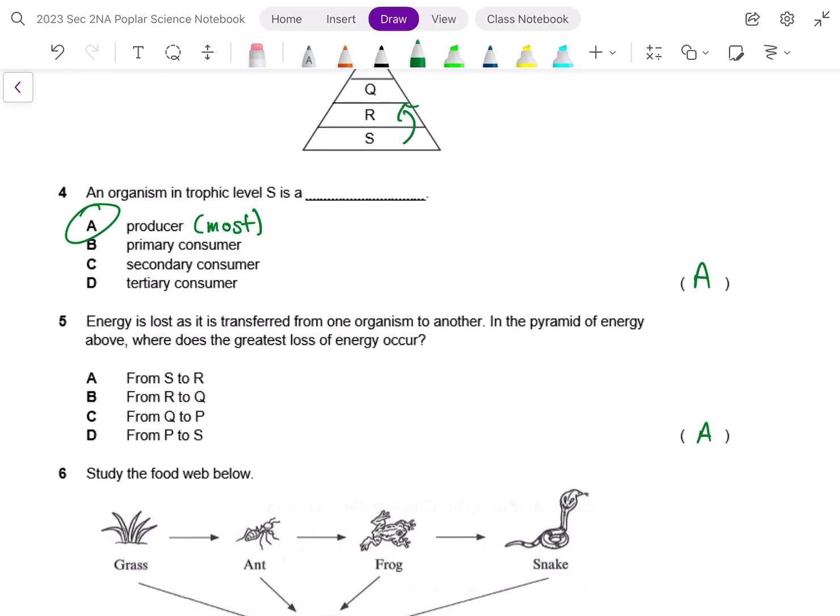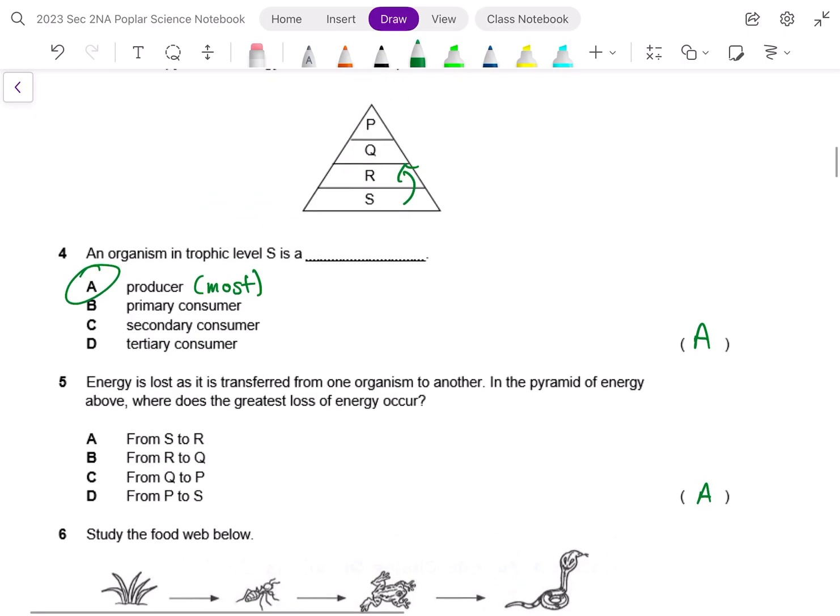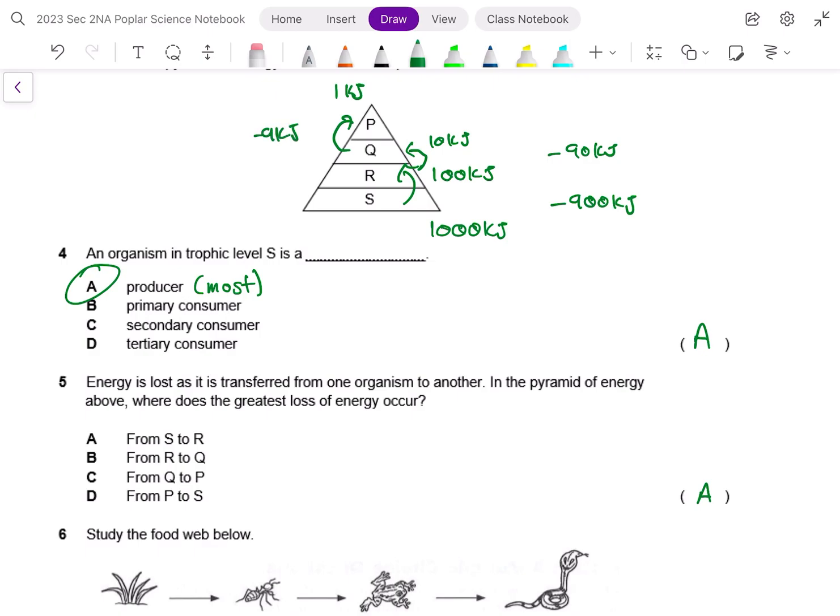Right? Because let's say you have 1,000 kilojoules initially. So you only pass 100 kilojoules. So down here you actually lost 900 kilojoules. Then here to here it becomes 10 kilojoules, so you lost 90 kilojoules. Then here to here becomes 1 kilojoule, so you lose 9 kilojoules. So the one that loses the most is actually S to R.